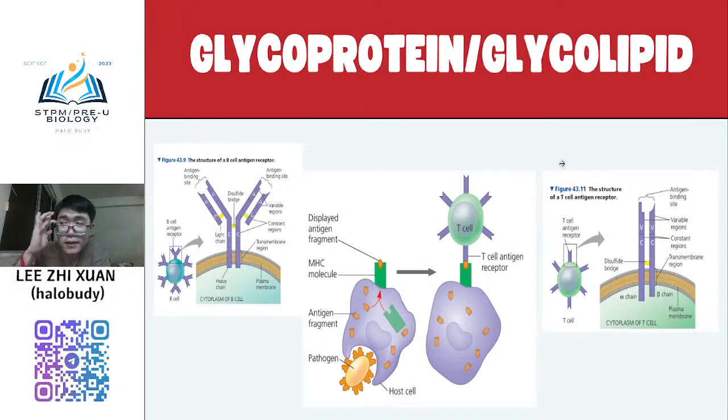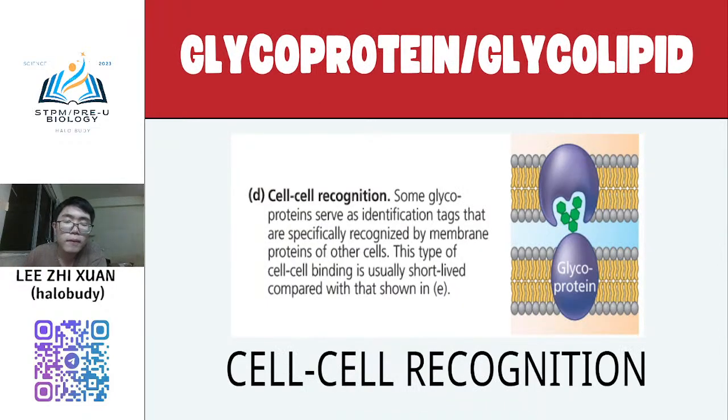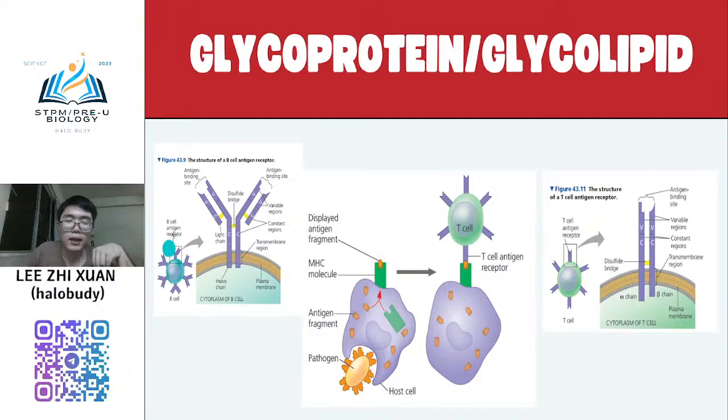I just want to give an example of cell recognition. Normally it acts as the identification tag that is specifically recognized by the membrane protein. It acts like a signal. Only certain antigens can bind here. If this is like an IgE antibody, only the pathogen that has the antigen that fits with this antigen receptor can bind to it. If not, it cannot. And this one is the same.